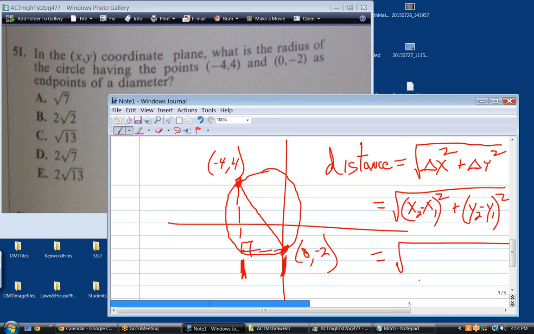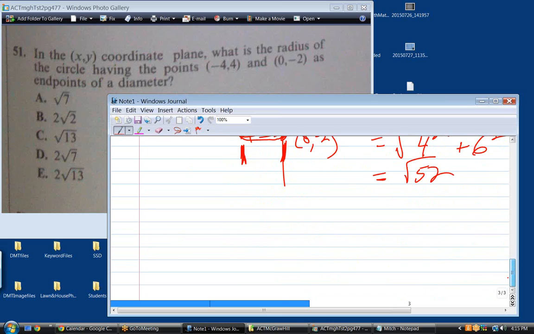So it'd be 4 and 6. 4 squared and then 6 squared, which is 16 and 36, square root of 52. We don't see that on there. Why is that? Because you simplify it. What does that simplify to?